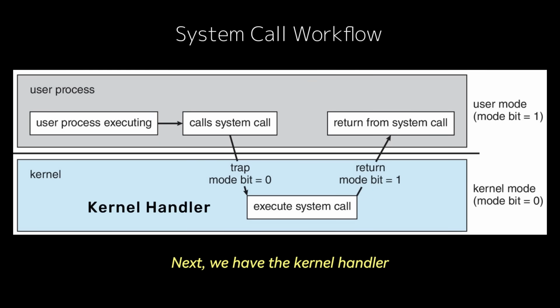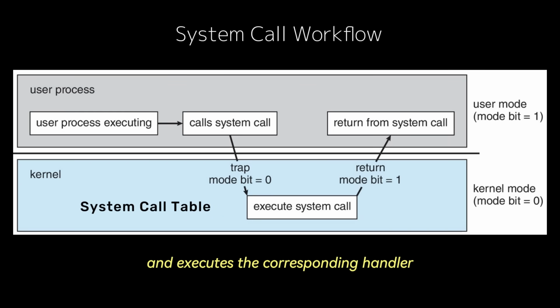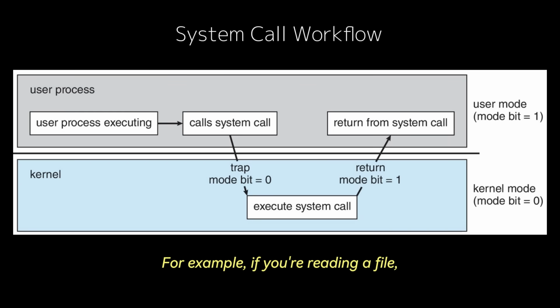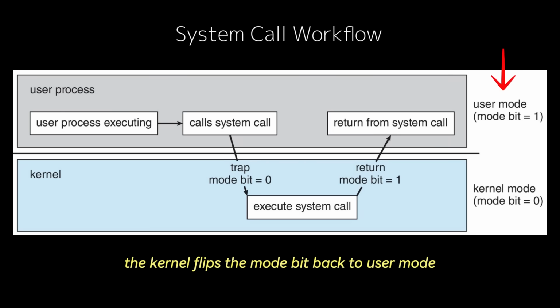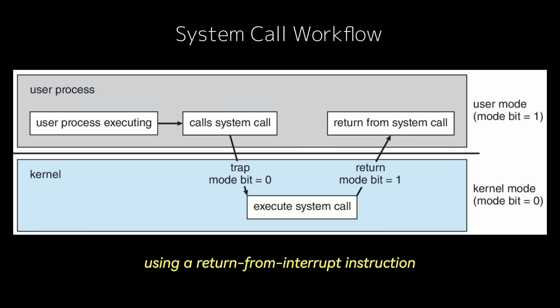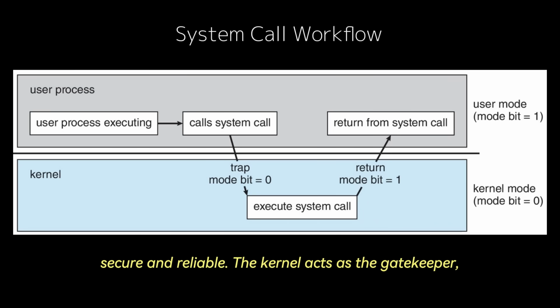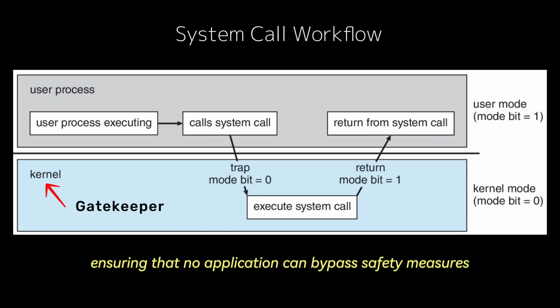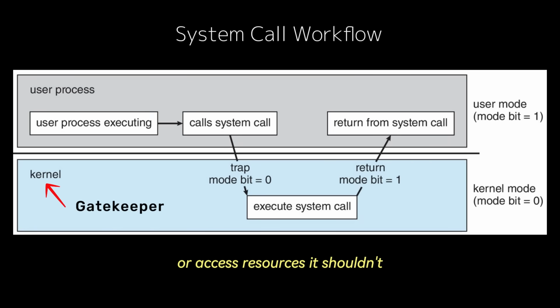Next, we have the kernel handler. The kernel looks up the system call number in a system call table and executes the corresponding handler. For example, if you're reading a file, the kernel interacts with the file system to retrieve the requested data. Once the task is complete, the kernel flips the mode bit back to user mode using a return from interrupt instruction and passes the result back to the application. So now we are back in user mode. This process is what makes system calls secure and reliable. The kernel acts as the gatekeeper, ensuring that no application can bypass safety measures or access resources it shouldn't.